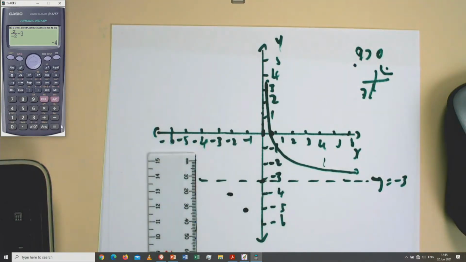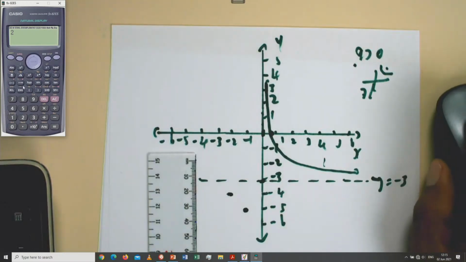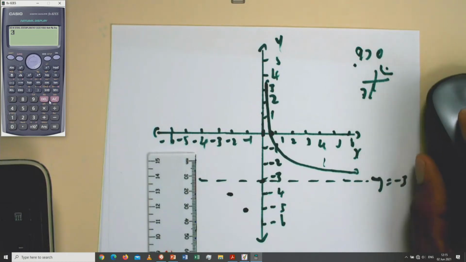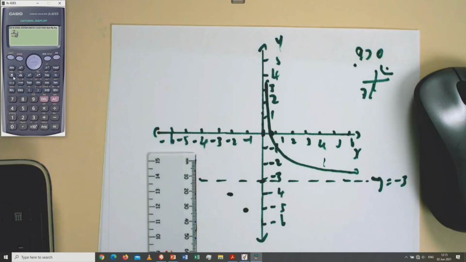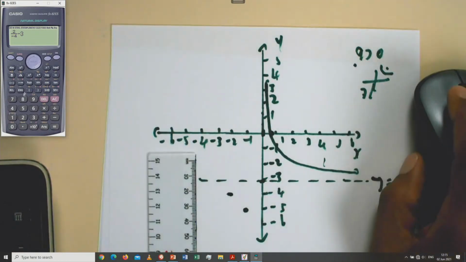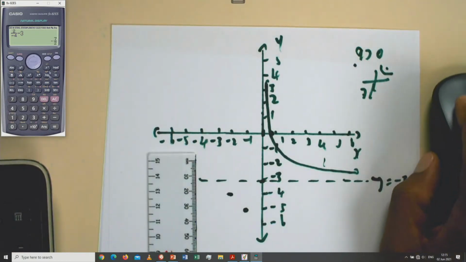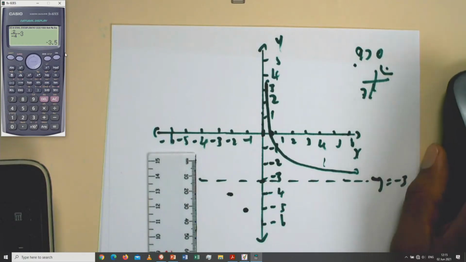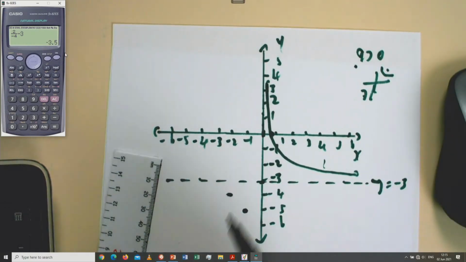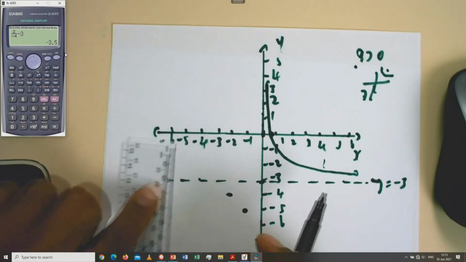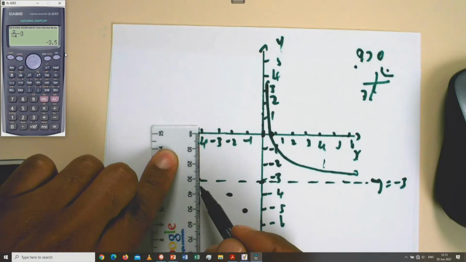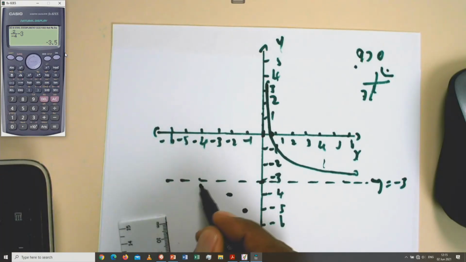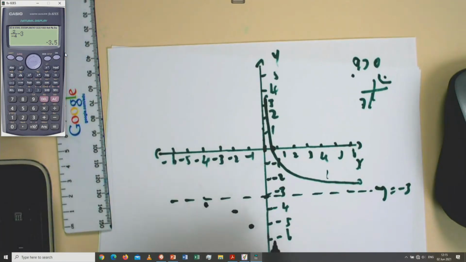Maybe I can take minus 4. So I have now 2 divided by minus 4, then minus 3. What do we have? Then we have minus 7 over 2, which is negative 3.5. Negative 3.5 goes with minus 4. Here we are, negative 3.5, it's somewhere here. So you see it's very close to the line. I think the 3 points are enough.